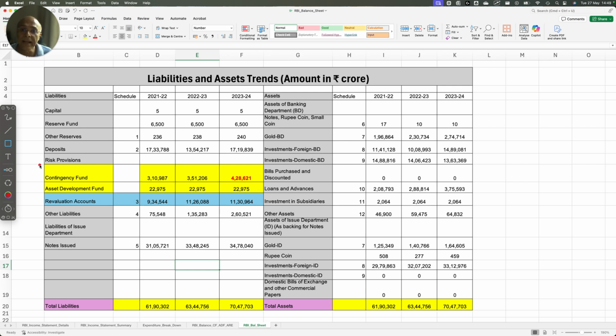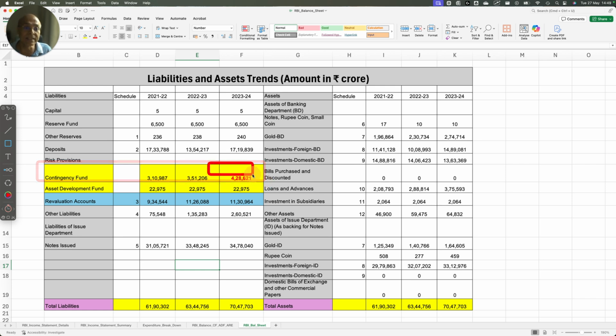And you'll find that one of the major risk provisions is the contingency fund. Look at this line item, friends. You have to closely look at this line item, pause the video and focus on this. And then there is an asset development fund which never changes. And the other fund is called the revaluation account. Now, these are the two critical items, friends.